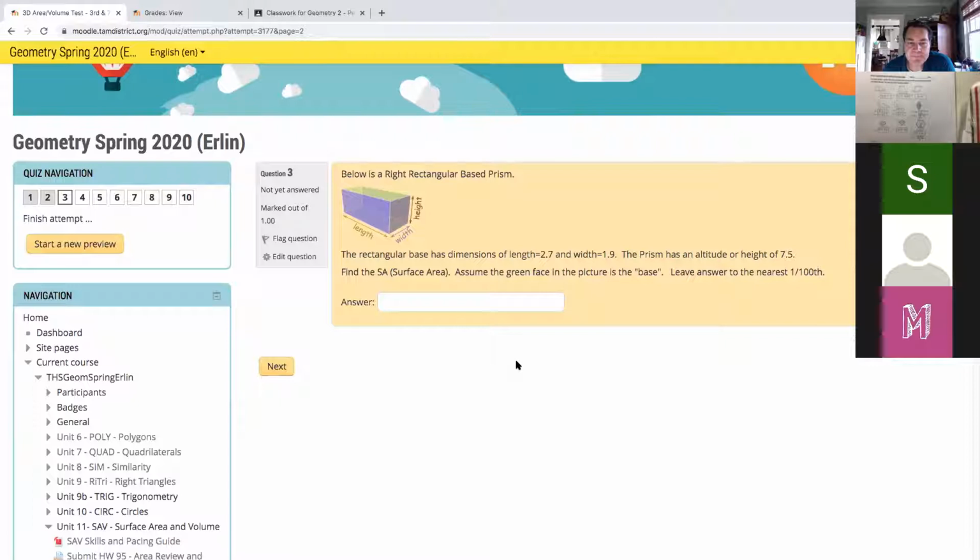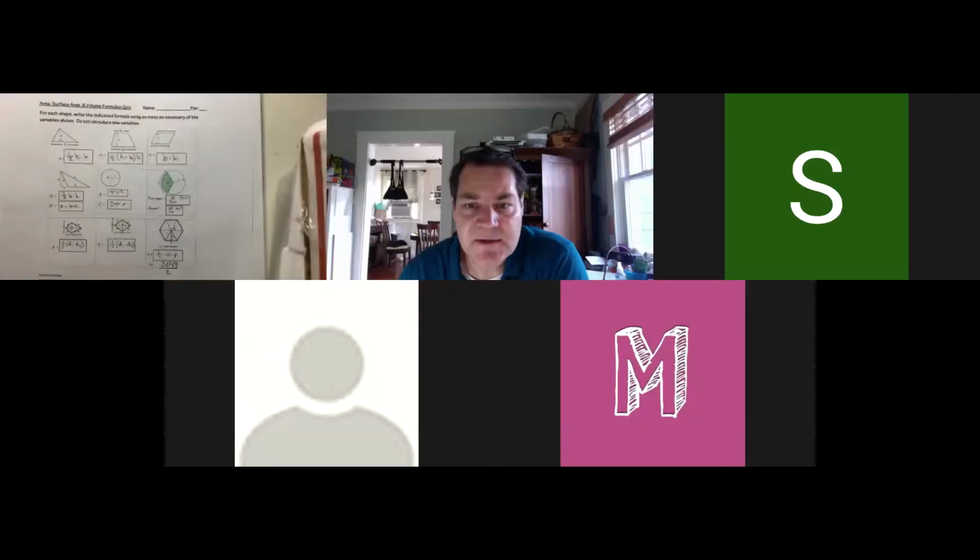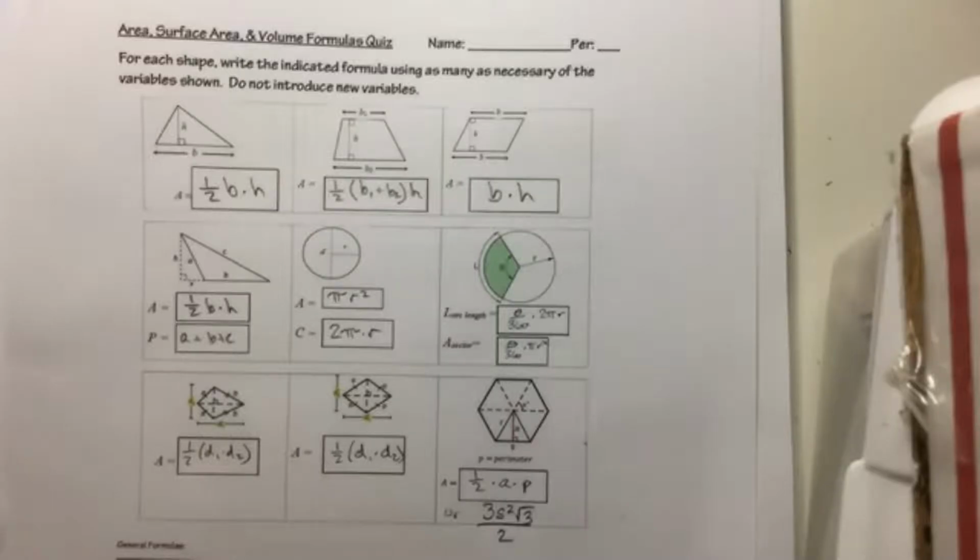Number three. This is a right rectangular-based prism, and it tells me that this green face is the base. It tells me the length, the width, and the height. So now I need to find the surface area. This is one of the problems that we're going to do, and I'm going to stop sharing the screen here so that I can use my document camera to show this.